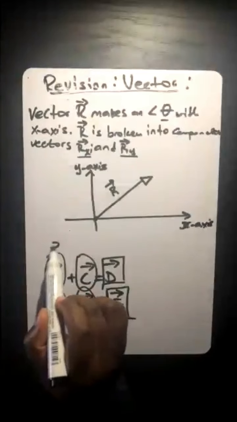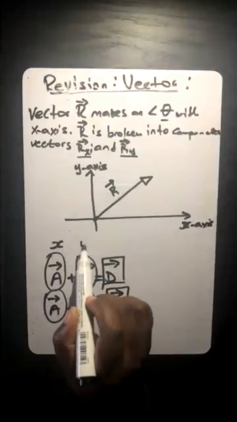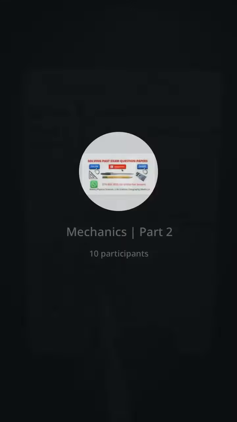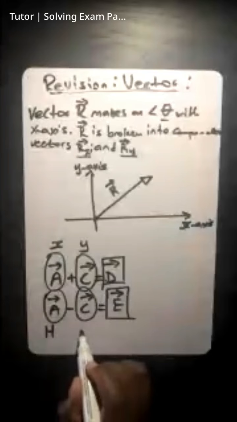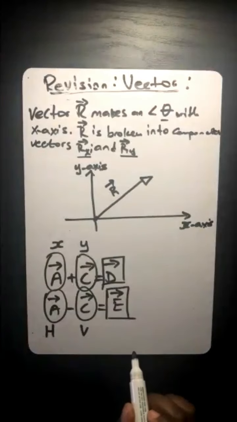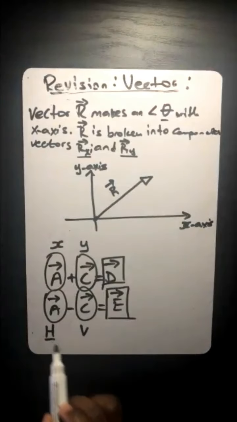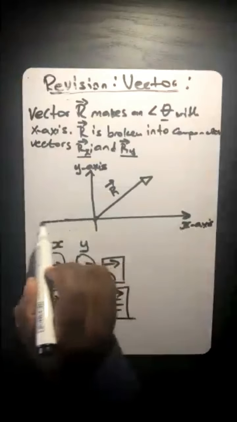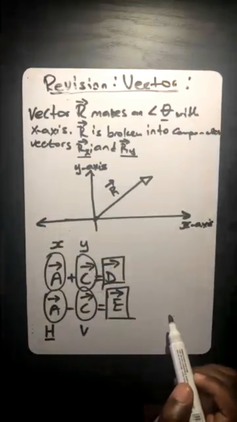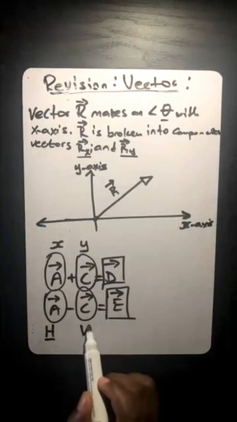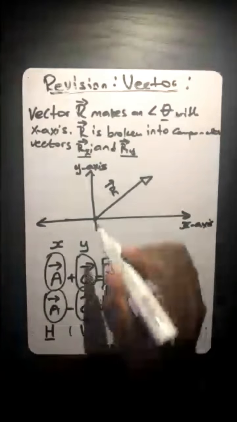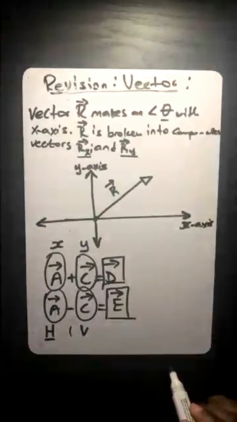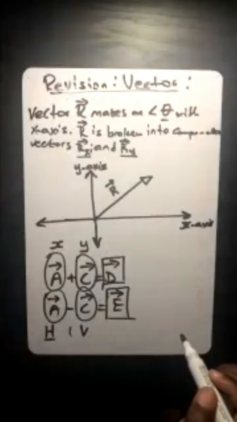So that means we've got the X component and the Y component. What do we mean by the X component and the Y component? We simply mean we've got the horizontal component and the vertical component. The horizontal component is either in that direction or in that direction, depending on the quadrant in which you are. The vertical component is either that way or in the downwards direction.